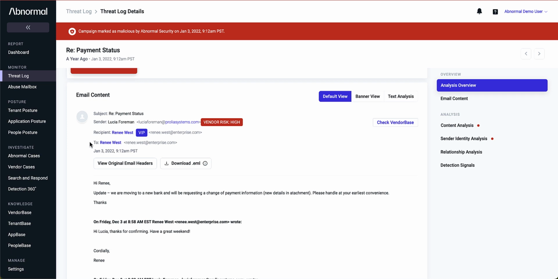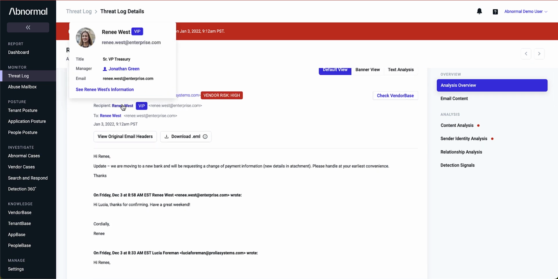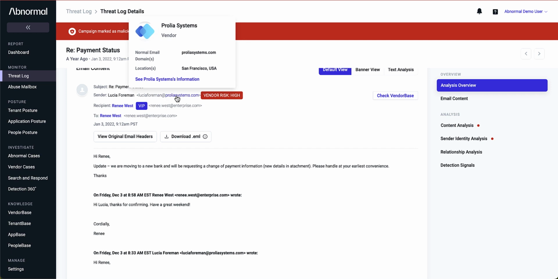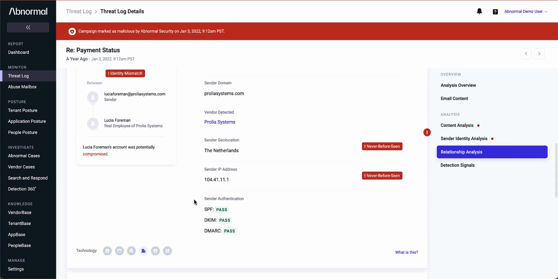This threat actor then was able to find a previous thread of communications with our user, Renee West, and latch on with a new communication. They're hijacking this thread, attempting to get some payment information changed so that the next payment of the invoice is sent to the threat actor's bank account. Since this is legitimately coming from this ProliaSystems.com domain, it is going to pass all the traditional sender authentication methods like SPF, DKIM, and DMARC.